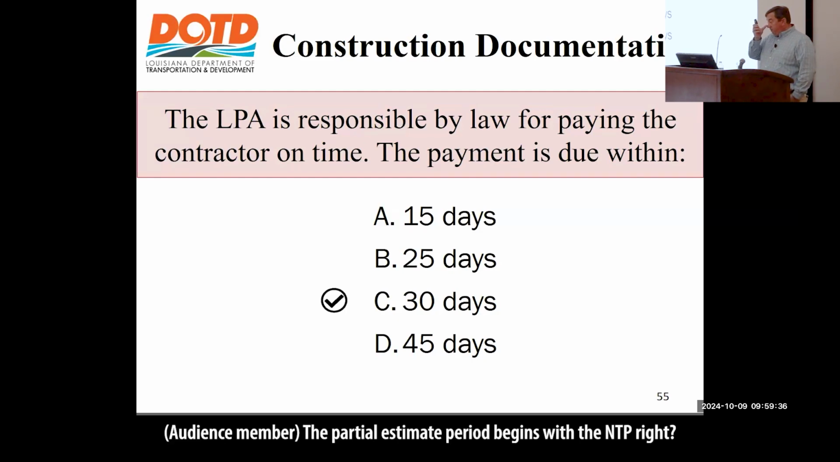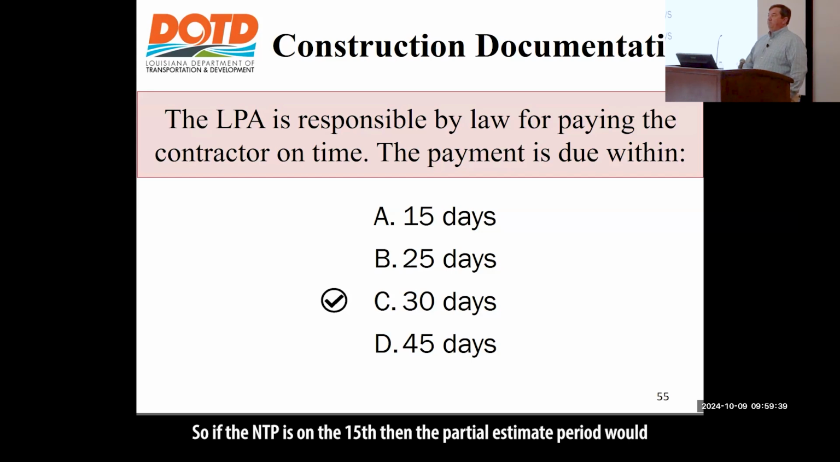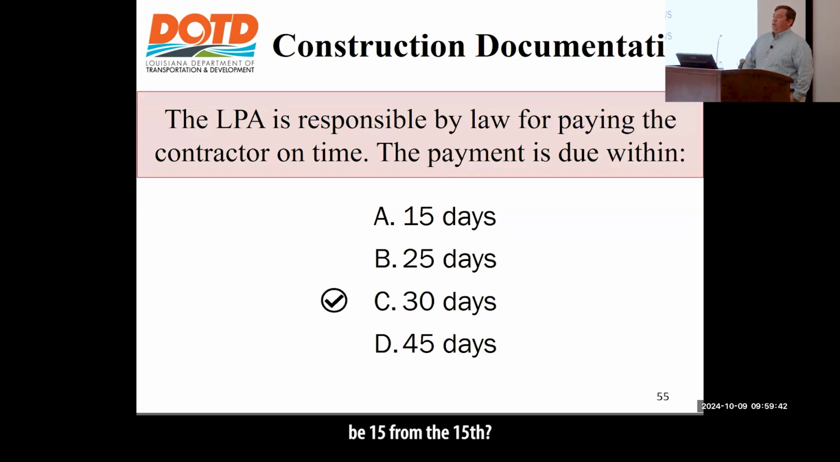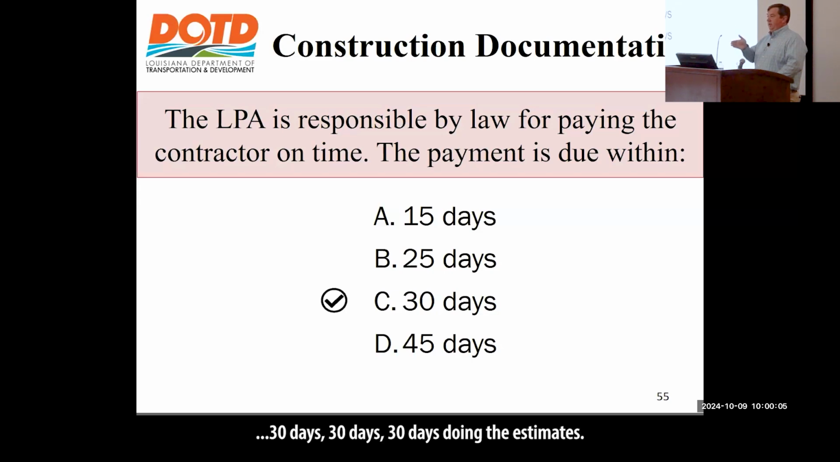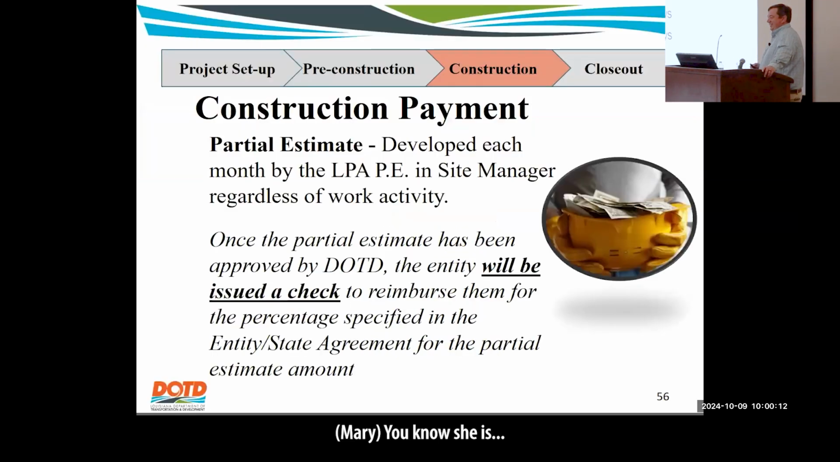But the partial estimate period begins with the NTP, right? So if the NTP is on the 15th, the partial estimate period would be 15th to 15th. Yes and no. So on that first estimate, technically by law, we've got 60 days to pay. Actually, it might even be 90. I'd have to go back and check the law. But typically, usually everybody is doing it every 30 days just to get in that habit. 30 days, 30 days, 30 days. Denise is gonna tell you 30 days. Right. You know she is. Yes.